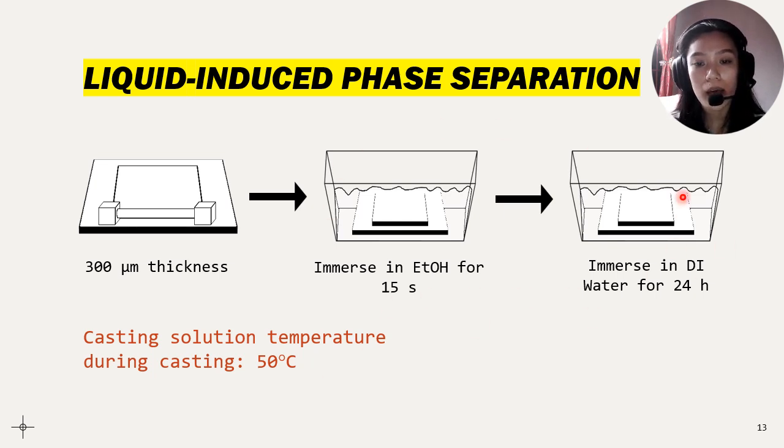We use a dual bath coagulation method in order to produce bicontinuous porous structures and a pore size within the microfiltration range, as the goal of the study is to produce membranes within the microfiltration range. After casting with the casting knife, the glass plate was immersed in ethanol for 15 seconds and immersed in DI water for the next 24 hours.